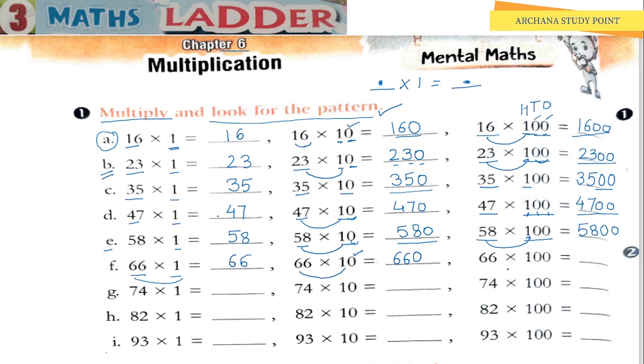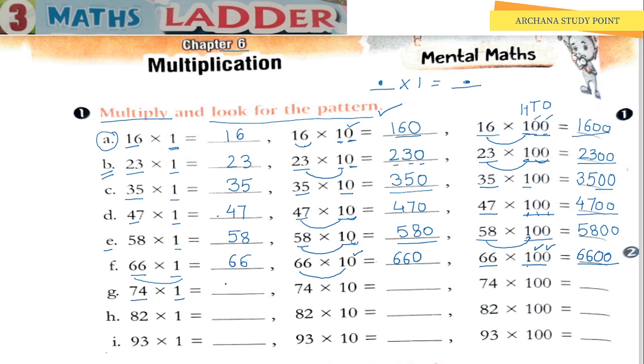660. Now I have to multiply 66 with 100. First of all, what is the first step? I'll multiply 66 with 1, which will give me 66. And since I have zeros at the tens place and ones place, I'll put them at the back of my number, after my number. So it will become 6600.